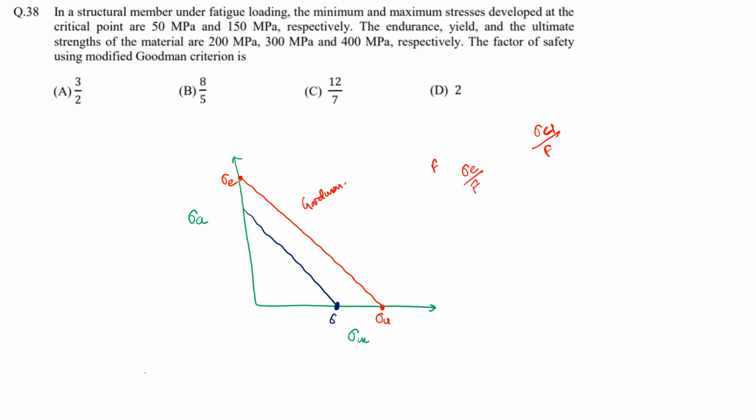So this will be your sigma U by F, and this will be your sigma A by F, right? So this is the thing. When your force of application is between this, then it is very safe, because here we have considered factor of safety also, right? So what is the equation of this line?